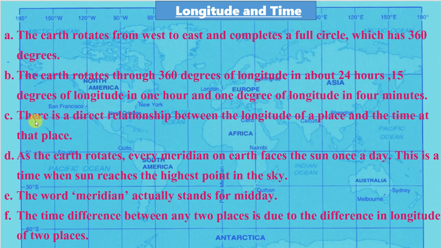So see, there is a direct relationship between the longitude of a place and the time at that place. As the earth rotates, every meridian on the earth faces the sun. It's quite clear because it is completing a rotation, that is 360 degrees, 360 longitudes. So every meridian on the earth faces the sun once a day, and this is the time when the sun reaches the highest point in the sky. The word meridian actually stands for midday.